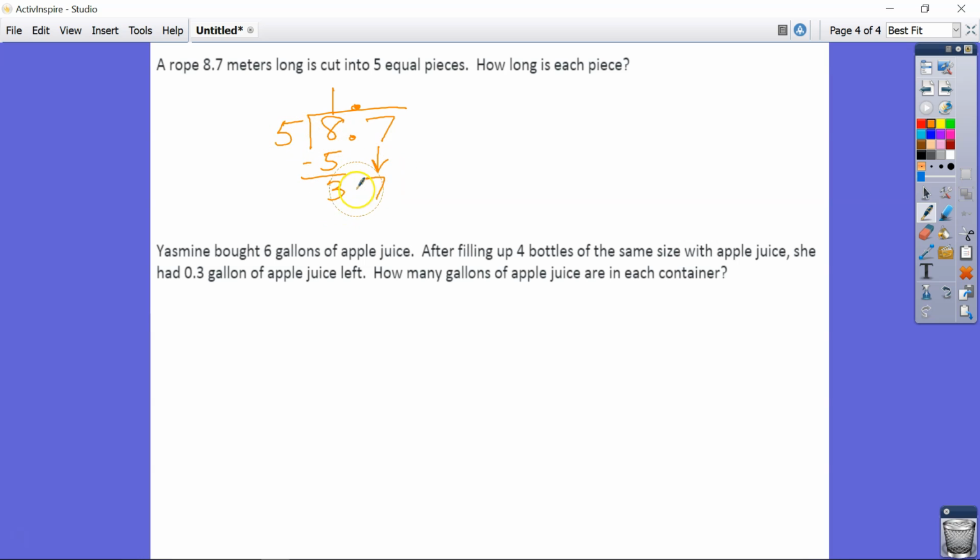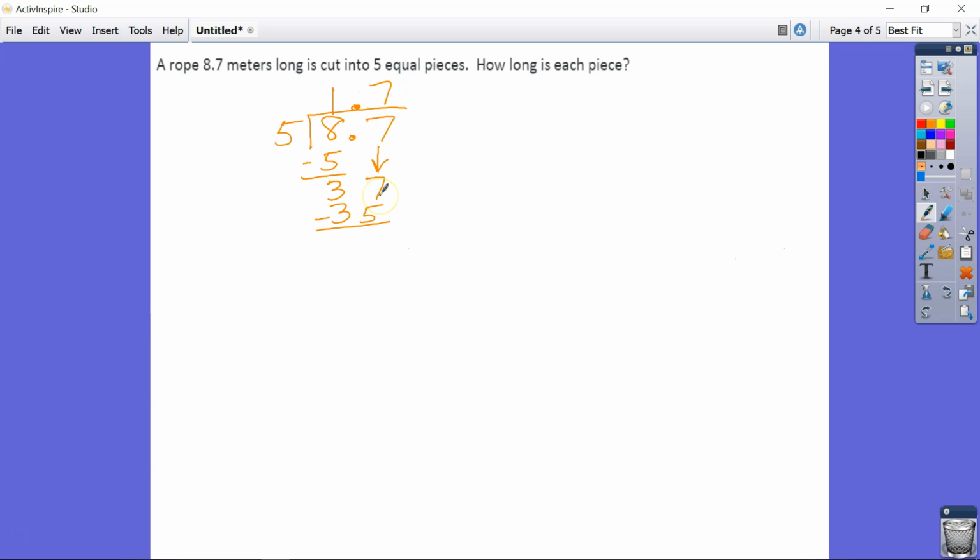So we say, well, 5 goes into 37 7 times. Now we're going to do our subtraction. So now we have 2 remaining. We're going to bring down our next place value, which would be our hundredths here. So now we have 20 hundredths divided by 5, which would give us 4 hundredths. So we have 4 times 5 is 20. Do the subtraction, we come up with 0.